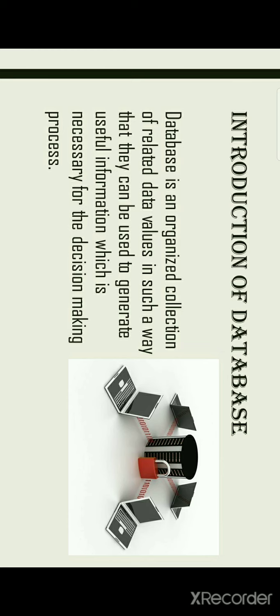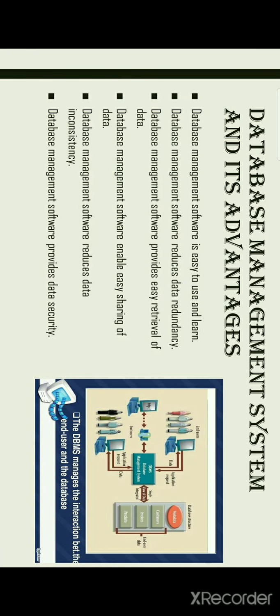So now what is database? Database is an organized collection of related data values in such a way that they can be used to generate useful information. An electronic database stored in computer stores data effectively and helps to manipulate or retrieve it very quickly and accurately. Now we have to study about the database management system.